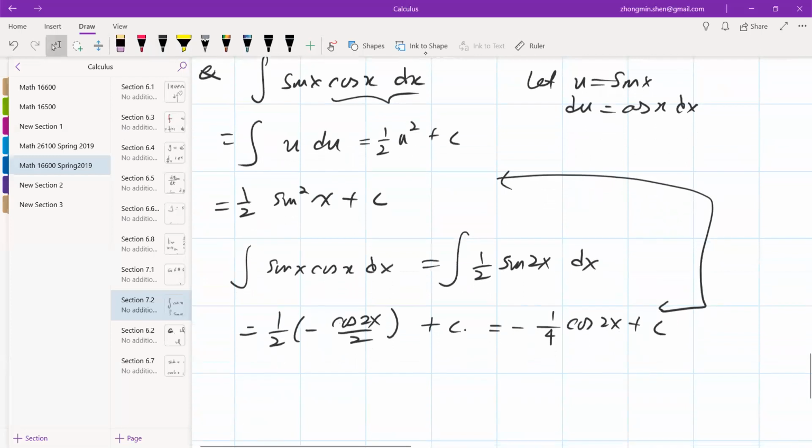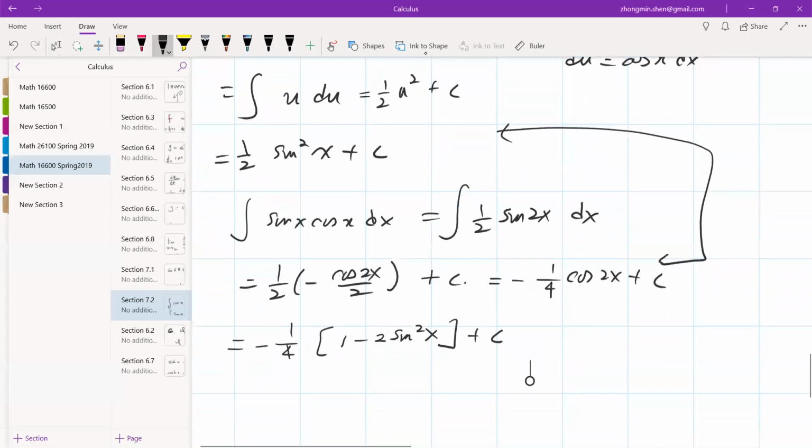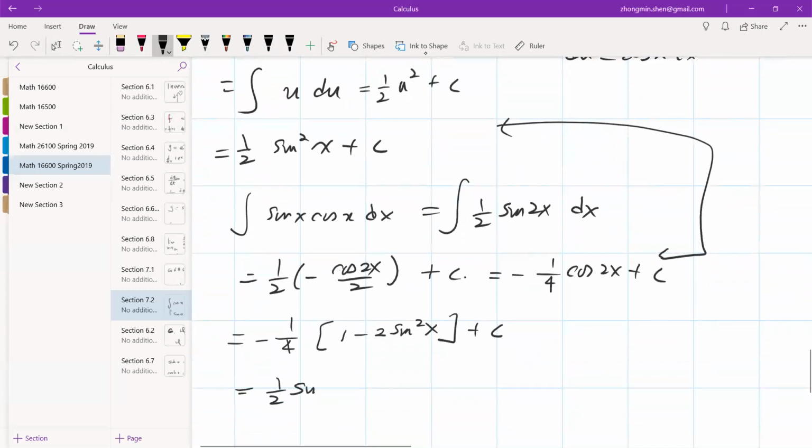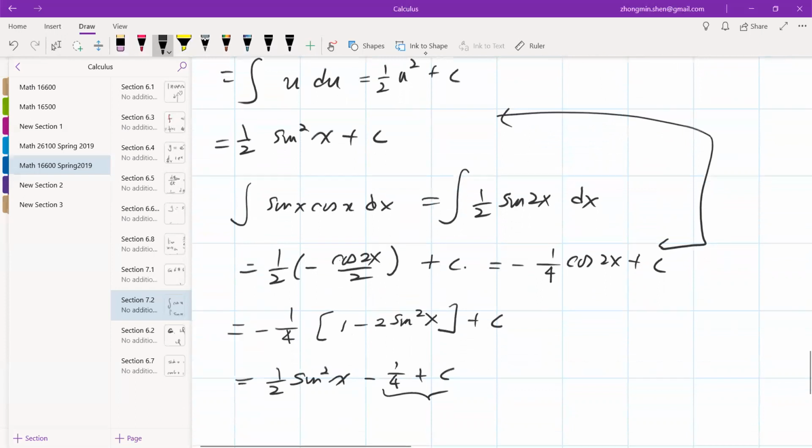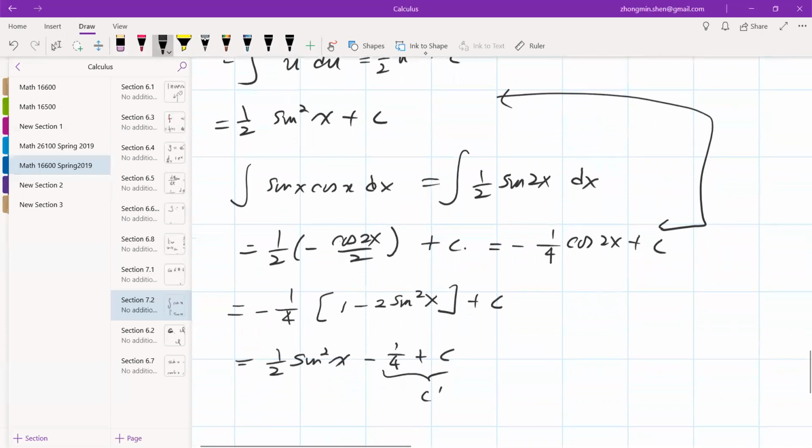Why? Let me show you. It's a quarter, but cosine 2x is 1 minus 2 sine square x. After you multiply this out, it'll be half of sine square x minus a quarter plus c. But minus a quarter plus c can be denoted by another constant, c prime. So it's going to be half of sine square x plus c prime. Okay, so you get the same result.